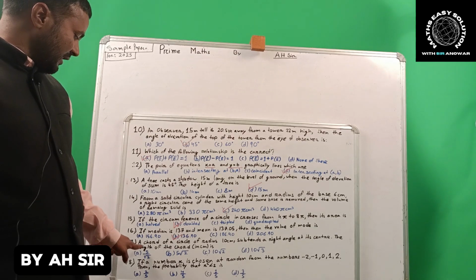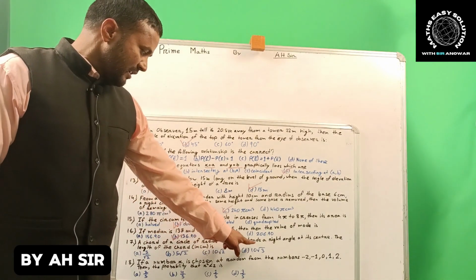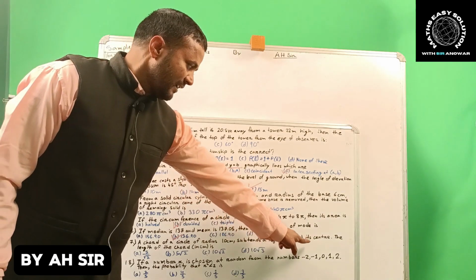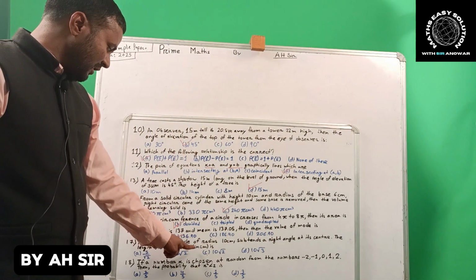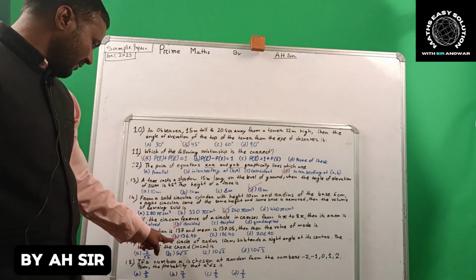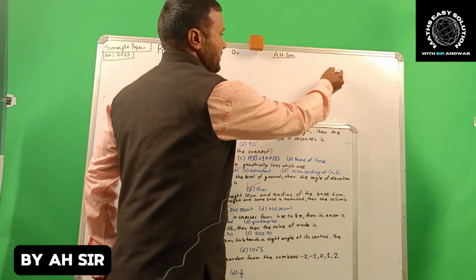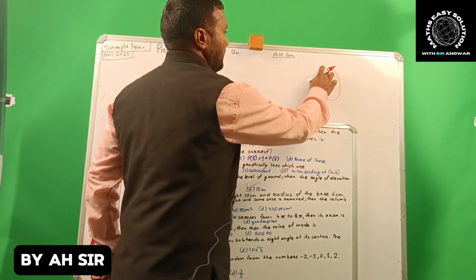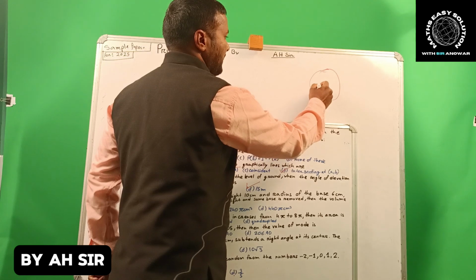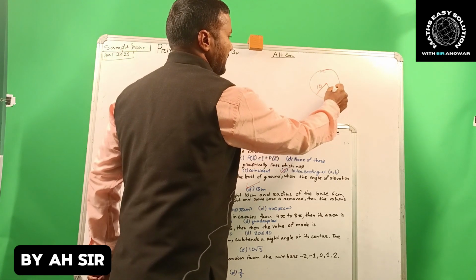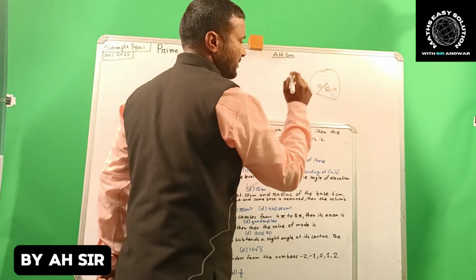This is the next question. A chord of a circle of radius 10 cm subtends a right angle at its center. The length of the chord is. You see, chord of the circle of radius. It means this one like this. This is the circle. Here is the center. Radius is 10. Here also is 10. This angle formed is 90 degrees. Now the chord of this one will be how much?